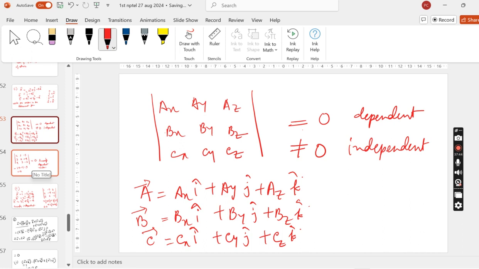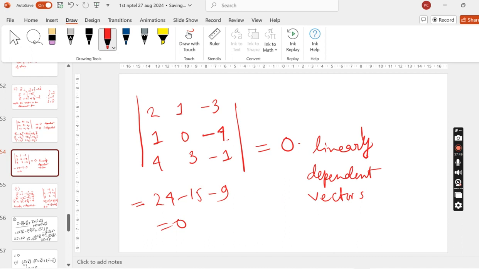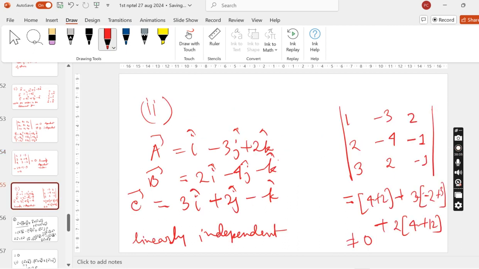So here when we put this, we can see that the determinant is 0. That means the set is linearly dependent vectors, and one of these is a linear combination of others. But there is another question. For that, A is equal to i minus 3j plus 2k, B is equal to 2i minus 4j minus k, C is equal to 3i plus 2j minus k. The determinant is non-zero, so they are linearly independent vectors.